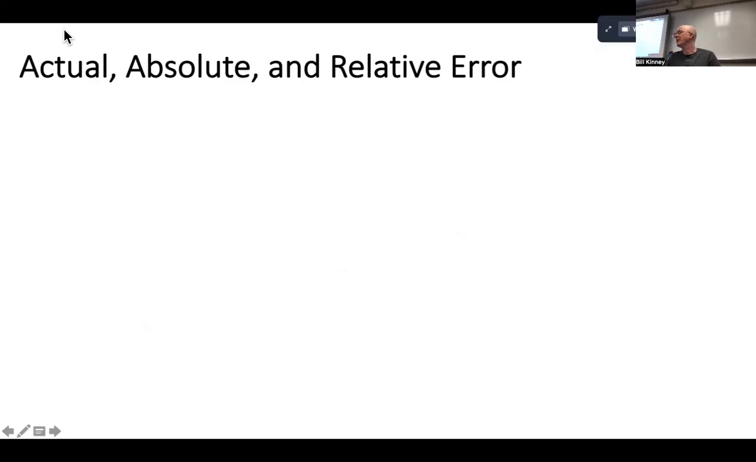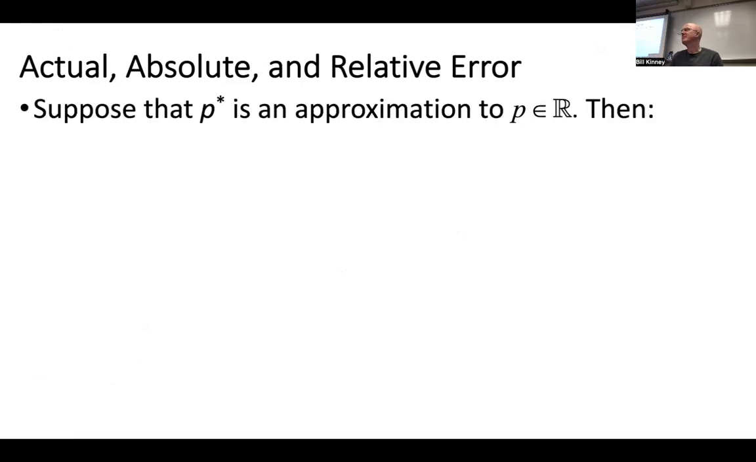I do want you to know in the reading from section 1.2 about actual, absolute, and relative error. Suppose P star is an approximation to the real number P. So P is the unknown real number that we want to find. Find is the wrong word. We want to approximate. P star is an approximation to it. Probably P star is a rational number and P is irrational.